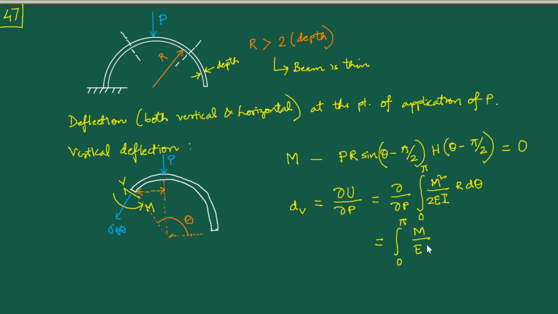So overall what we are going to have is the integral from 0 to pi of M by EI, del M del P, r d theta. The rest of it is just carrying out the integration steps, so I'll not do it here. Instead, I'll just note down the answer here, which is 5 P r cube by 4 EI.